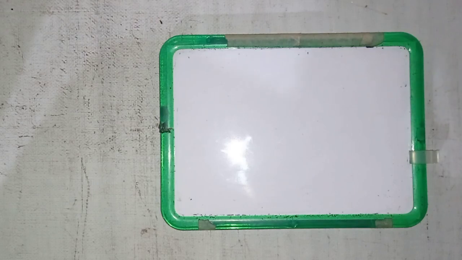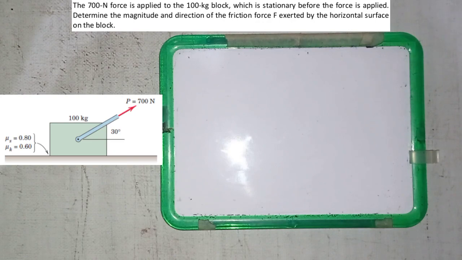Now is our second problem. The 700 newton force is applied to the 100 kilogram block, which is stationary before the force is applied. Determine the magnitude and direction of the friction force F exerted by the horizontal surface on the block.